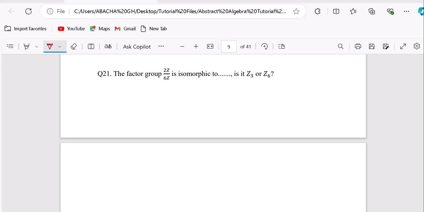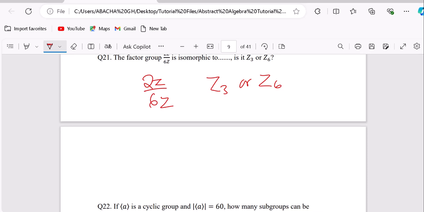Okay, so we come to our next question, which says that the factor group 2z over 6z is isomorphic to what? Is it z3 or z6? Well, this factor group, we know how to write the elements already.